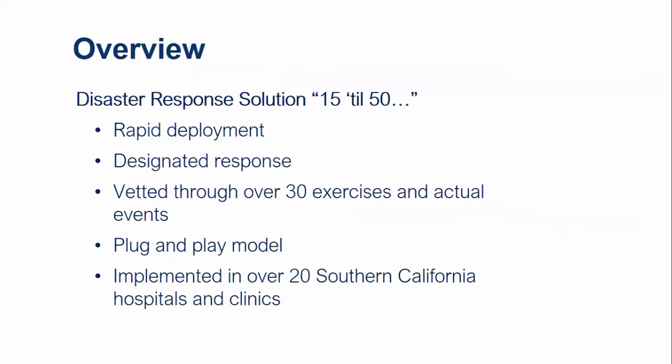So the solution that we came up with was this 15 till 50 process, and that is the rapid deployment of equipment, designated responses from everybody in the hospital. And I mean, once we call a code triage within the facility, everybody assumes the role that they are designated to do. And we'll get into a few more of the roles and responsibilities and how that looks.